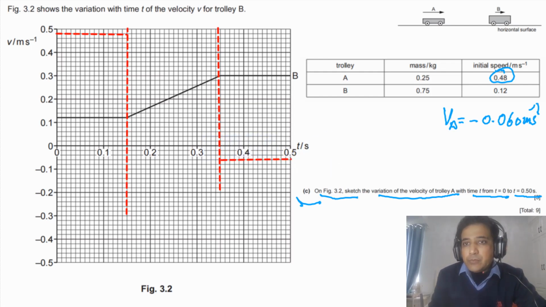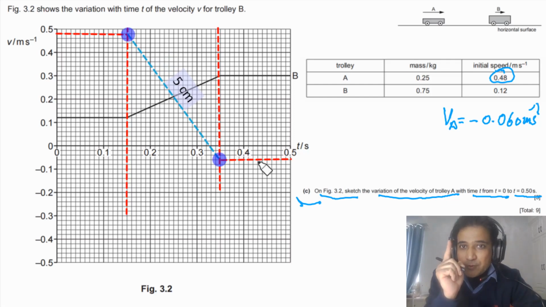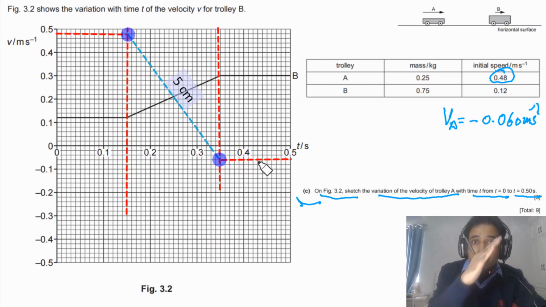Now simply we need to connect these two by a straight line, because acceleration is constant, because the net force is constant. So the gradient of this line has to be constant. As the speed of trolley A is decreasing, it means acceleration is in the opposite direction of motion of the trolley. So the gradient has to be negative. So this is how you need to sketch.